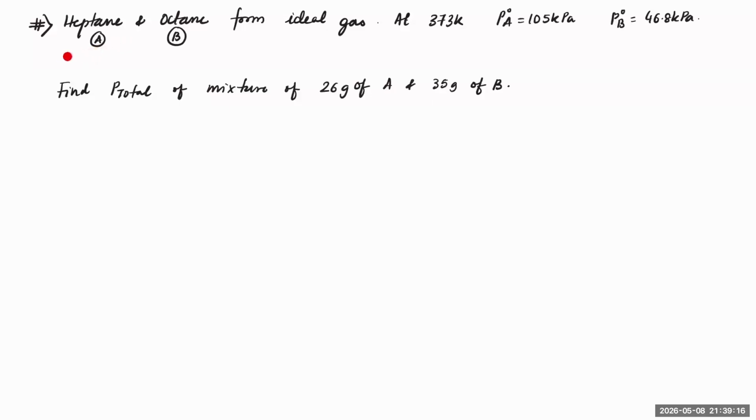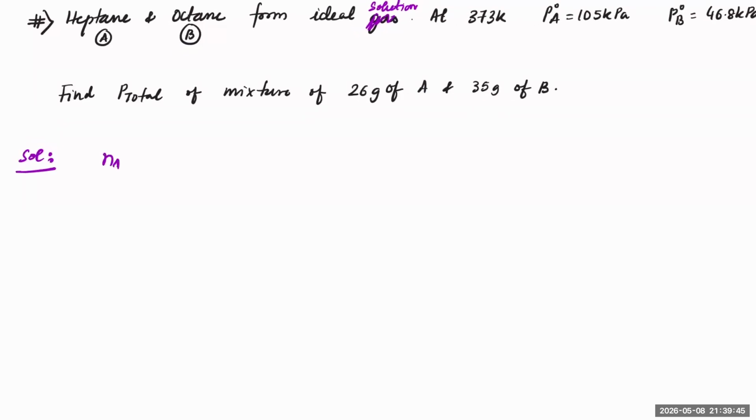So you have to assume that heptane and octane form an ideal solution. At 373, the P naught A and P naught B are given. Let's say A is heptane, B is octane. We need to find the P total of the mixture when we are mixing 26 grams of A and 35 grams of B. So let's see how we can do it.